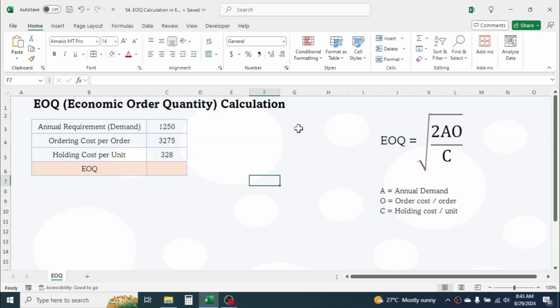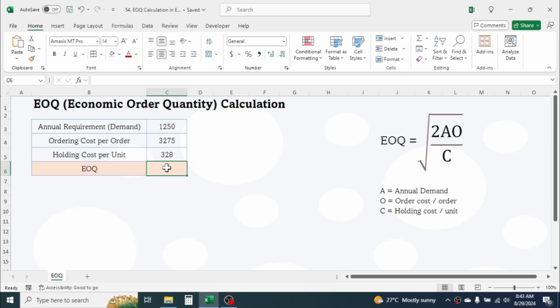To calculate EOQ, we need to have some information. These are annual requirement or demand units, ordering cost per order, and the holding cost per unit. After having these information, we can calculate EOQ by using a formula. The standard formula to calculate EOQ is square root of 2AO divided by C, where A is the annual demand units, O is ordering cost per order, and C is the holding or carrying cost per unit.